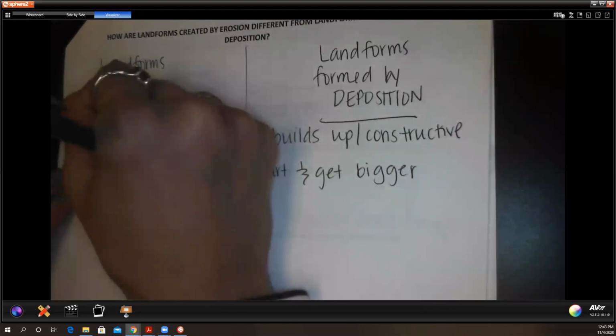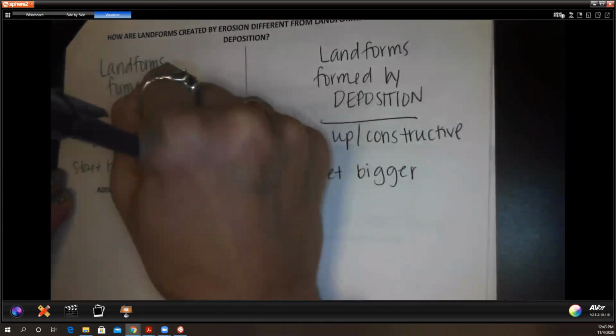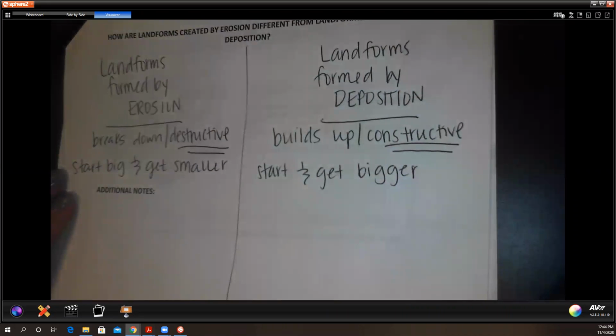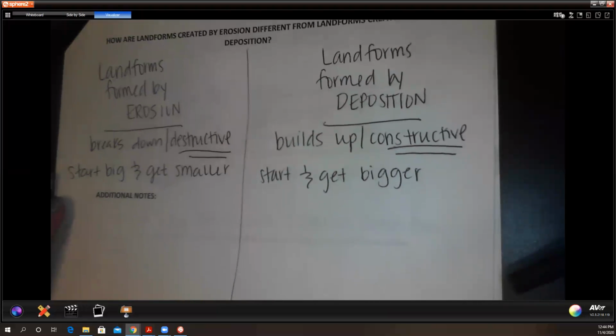Oh, it's like a wrecking ball. You have to be able to know the difference. That deposition is building up. That erosion is breaking, that erosion takes away. And when we say erosion, you have to also remember that if it's being eroded, it has already been broken down. Perfect. If it's being eroded or moved, it's already been broken down.